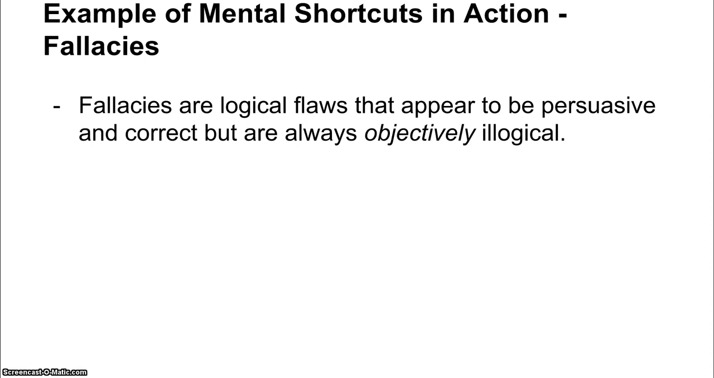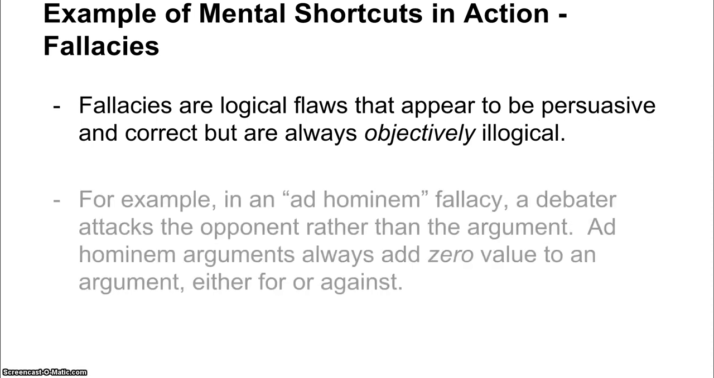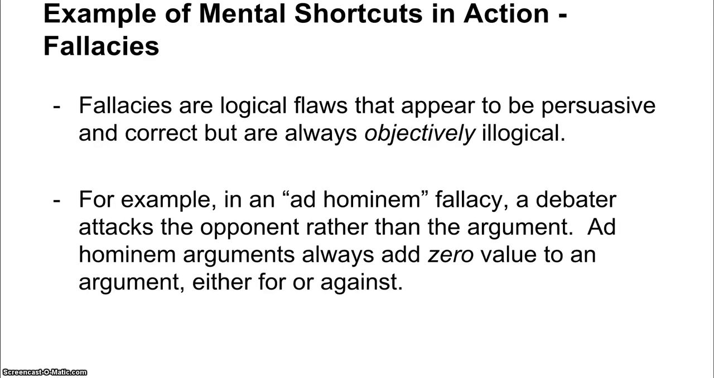Examples of mental shortcuts in action: fallacies. Fallacies are logical flaws that appear to be persuasive and correct, but are always objectively illogical. For example, in an ad hominem fallacy, a debater attacks the opponent rather than the argument. Ad hominem arguments always add zero value to an argument, either for or against.